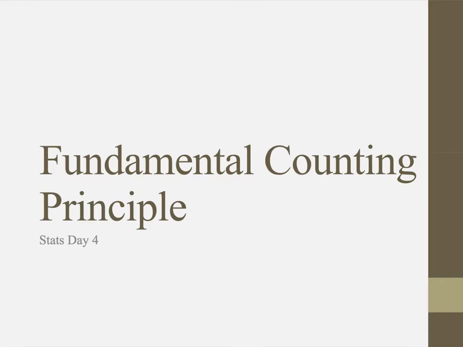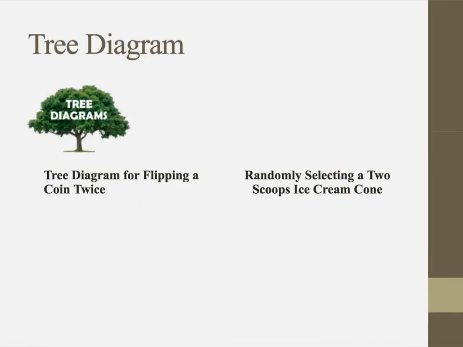And Trevor. All right, so we are going to go over the fundamental counting principle, which is a wonderful little concept to figure out how many possible outcomes there might be. All right, a tree diagram is one way of figuring out how many possible outcomes there are. So if we are flipping a coin twice, how many outcomes are there?